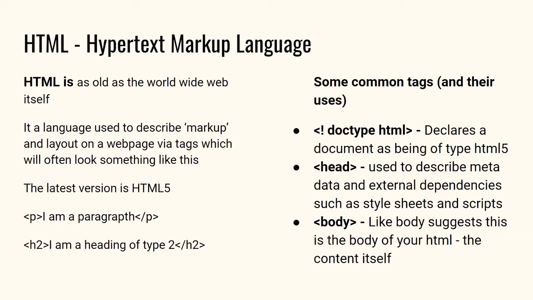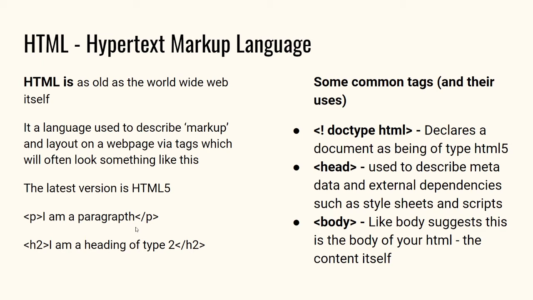There's 5 different ones you can have. Well, no, 6 actually. Anyway, so this is how it looks. You've got an opening P, open bracket, and then close bracket. You close it like that, which would then create a paragraph in your HTML.